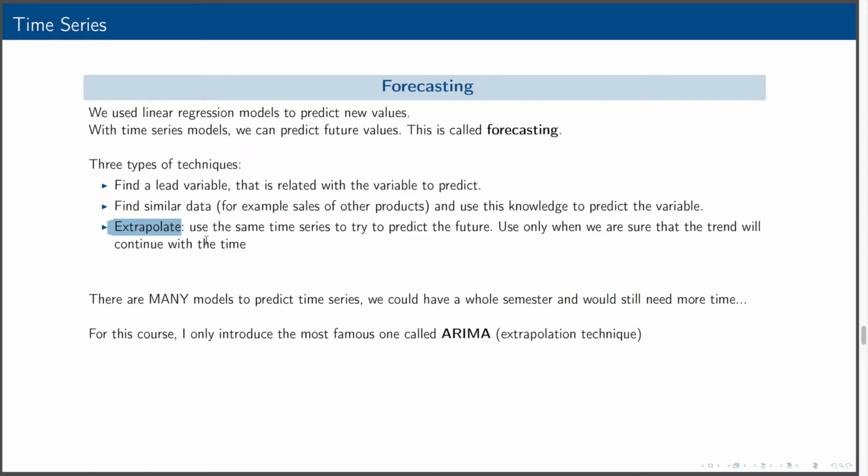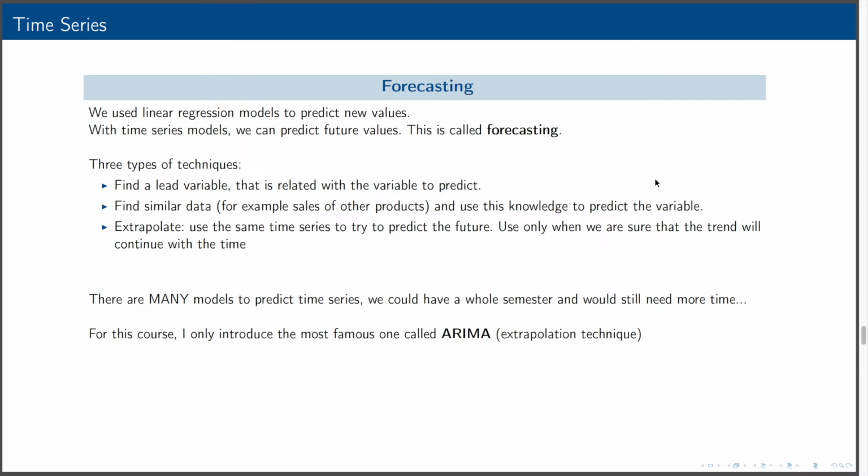And there are many models to predict time series. We could have a whole semester. But for now, I'm going to show you the most famous one, the basis of forecasting. It's called ARIMA, and it's an extrapolation technique. As ANOVA was the most famous for linear regression, ARIMA is the most famous for forecasting in time series.